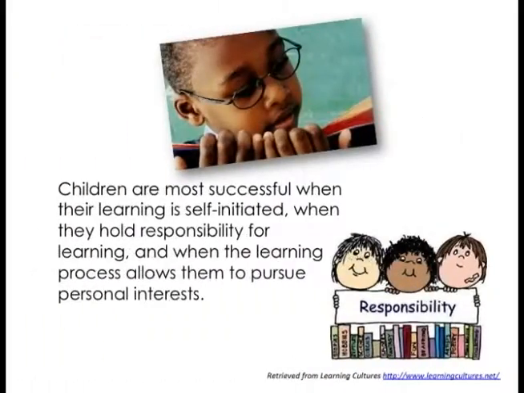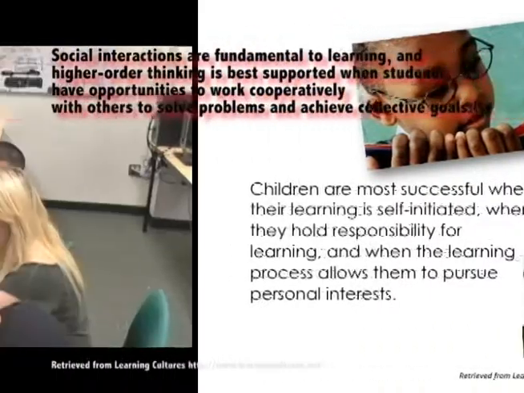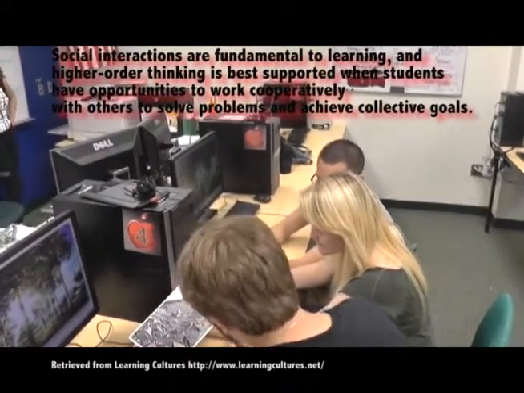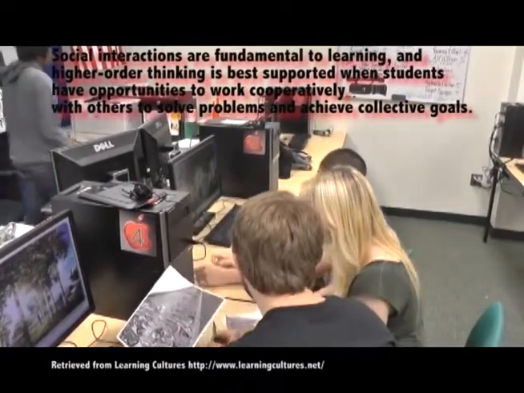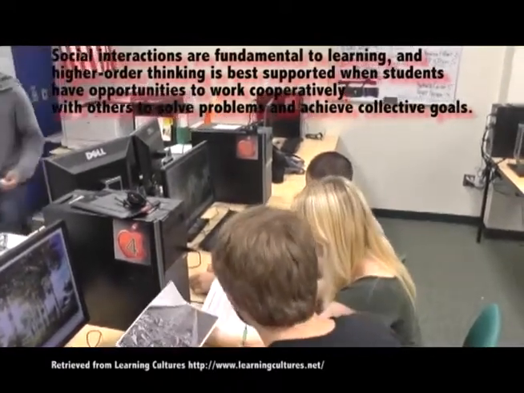Number 2, children are most successful when their learning is self-initiated, when they hold responsibility for learning, and when the learning process allows them to pursue personal interests. And number 3, social interactions are fundamental to learning, and higher order thinking is best supported when students have opportunities to work cooperatively with others to solve problems and achieve collective goals.